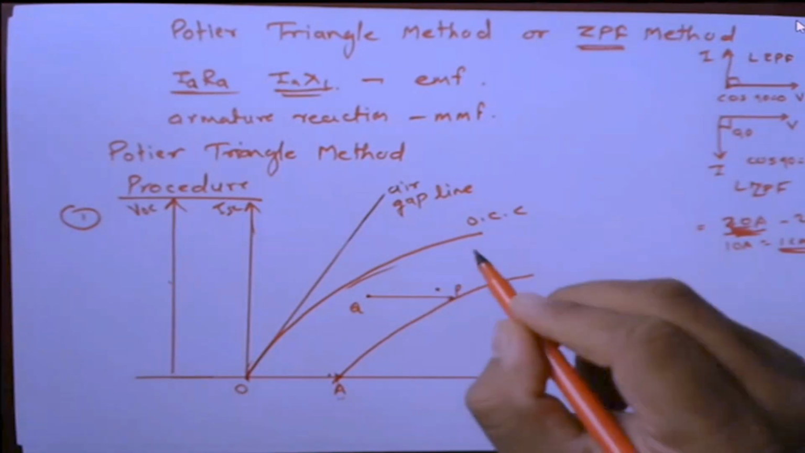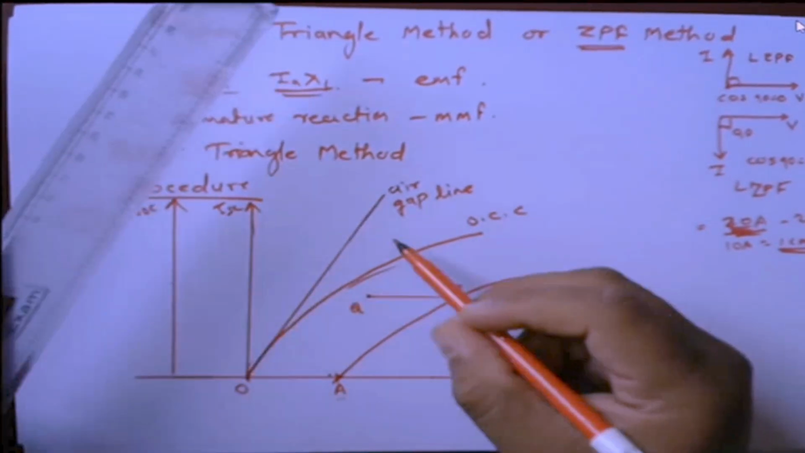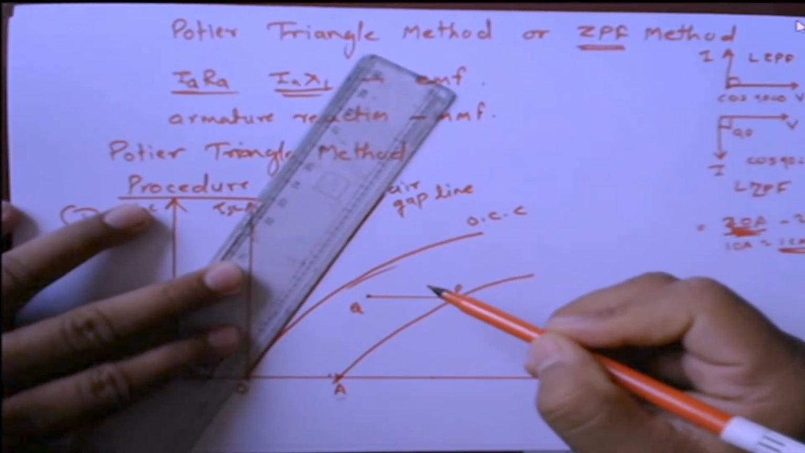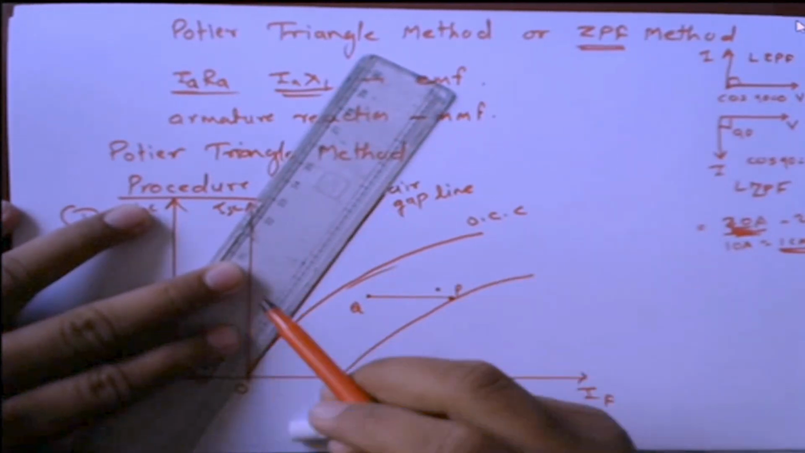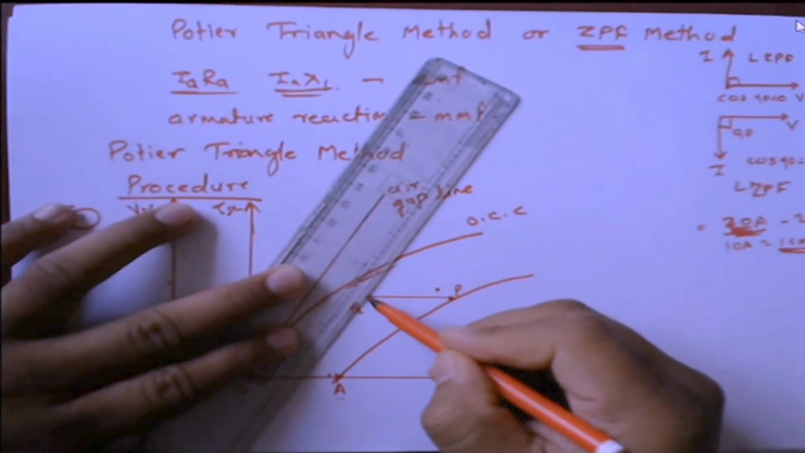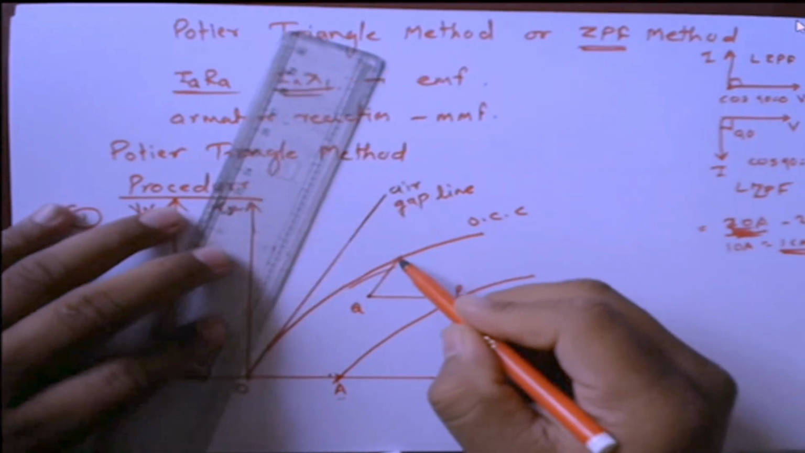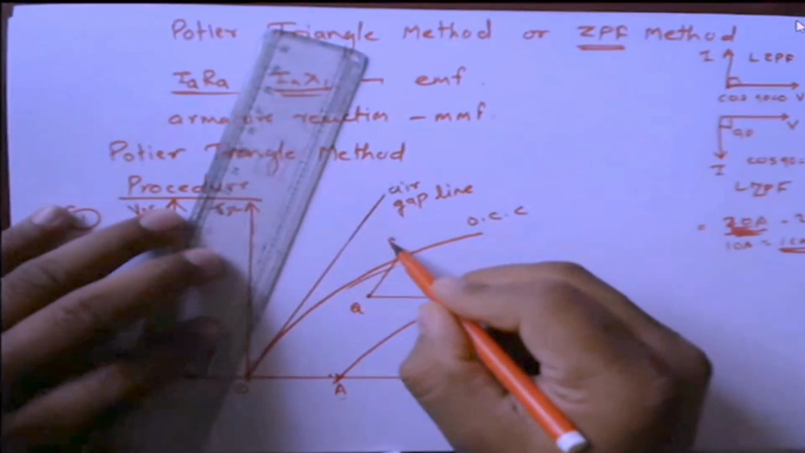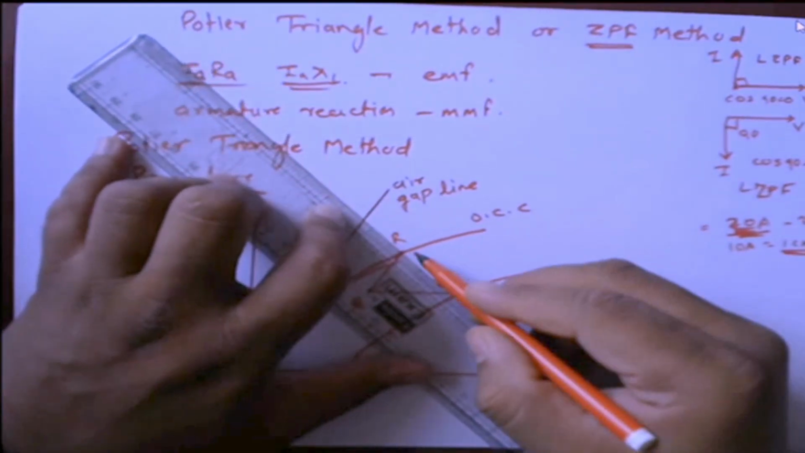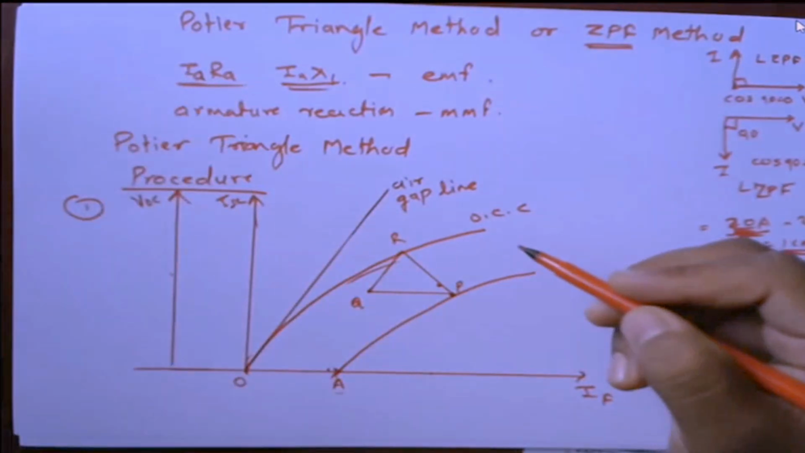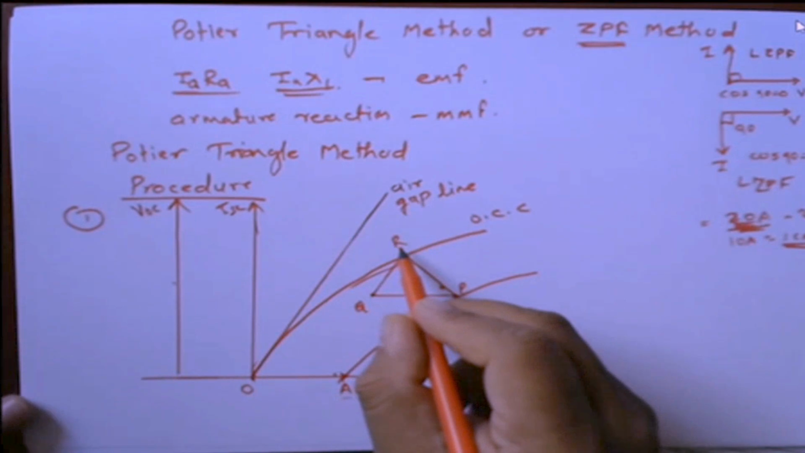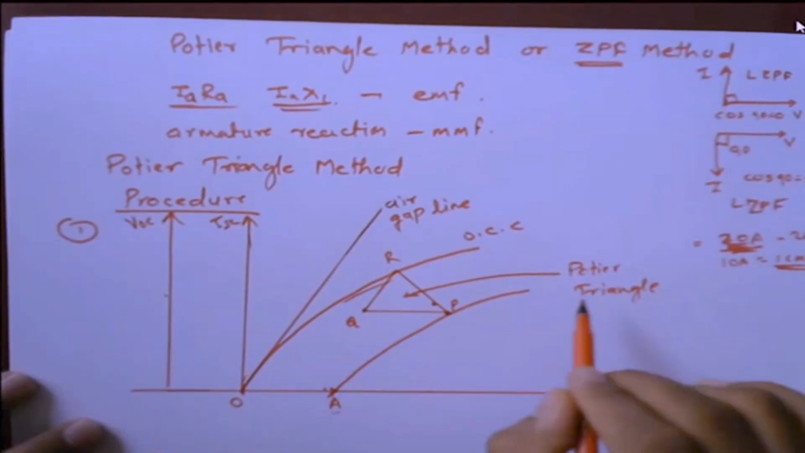After that, just draw a line parallel to this air gap line from point Q, which will intersect the OCC at a point, let us suppose R, and after that just join RP. So this triangle PQR is nothing but the Portier triangle.